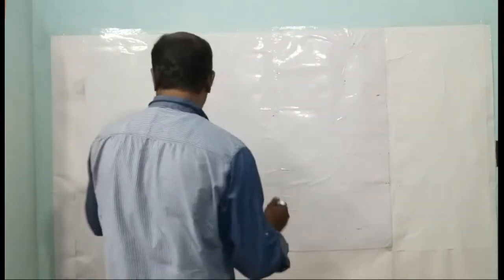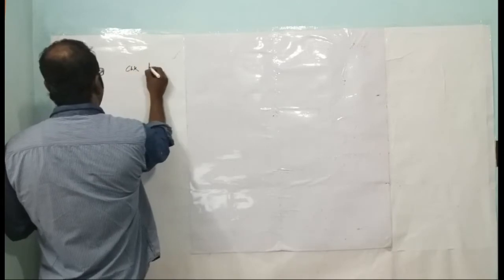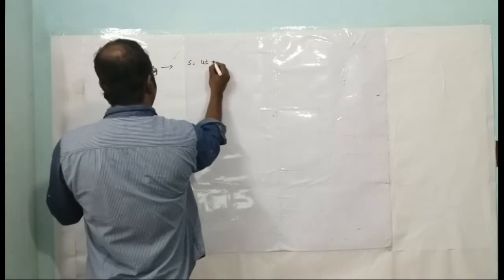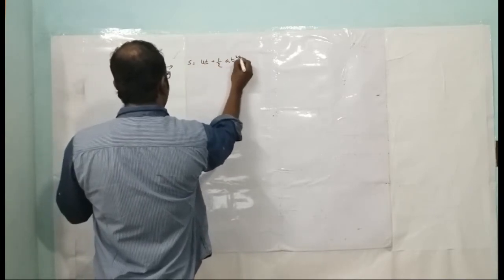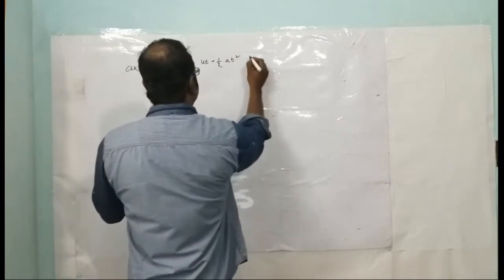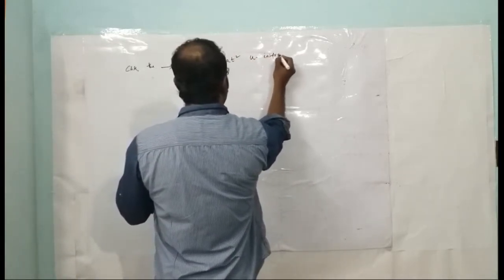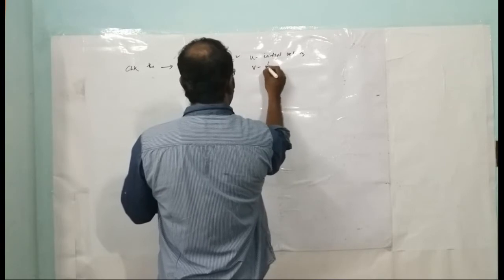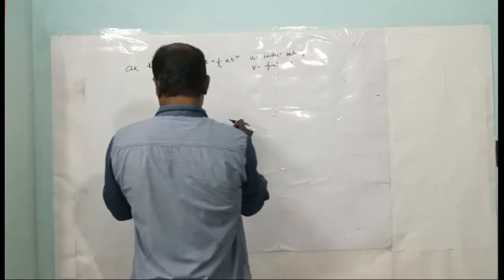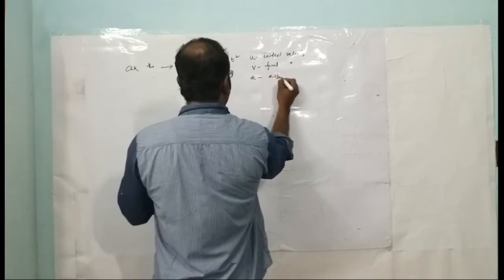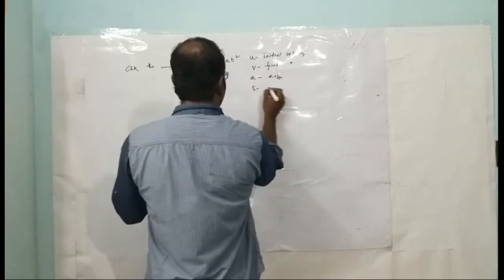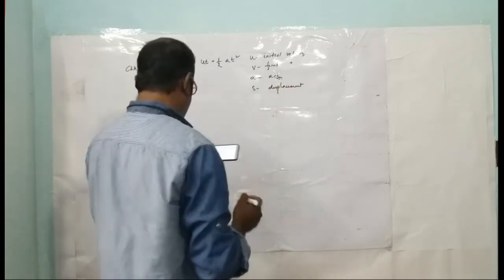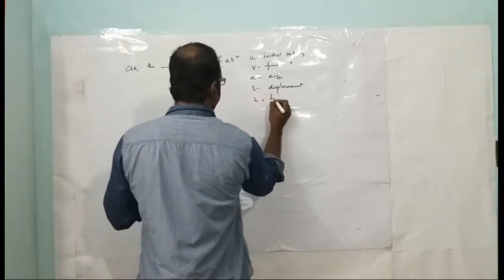And in the second numerical, check the correctness of the physical equation s is equal to ut plus half at squared, where u is the initial velocity and v is the final velocity, a is the acceleration, s is the displacement, and t is the time. So everything is given here.